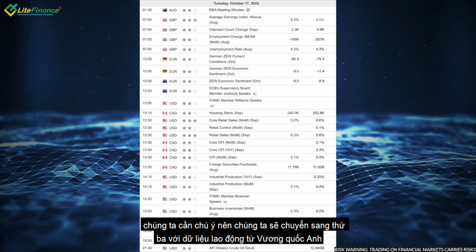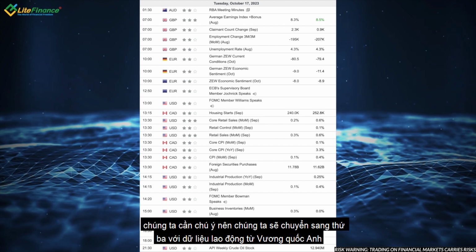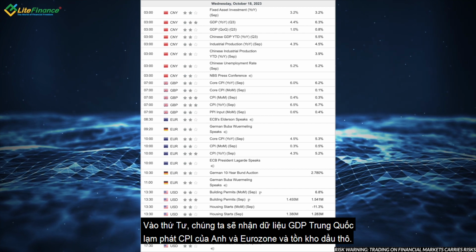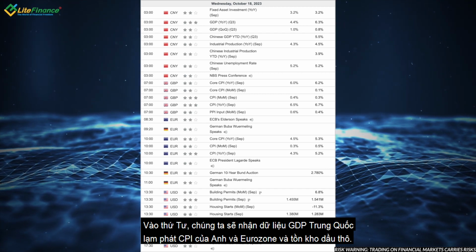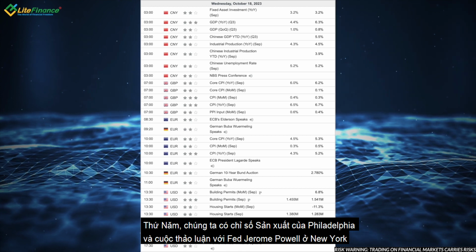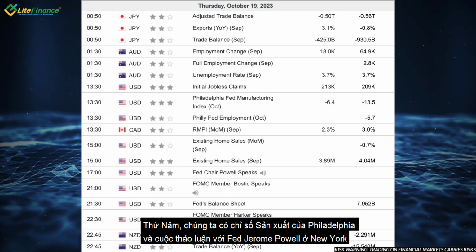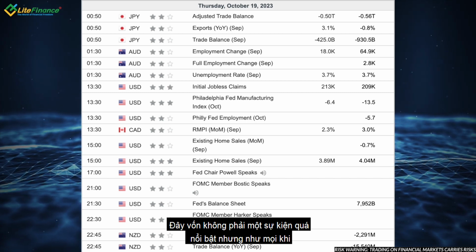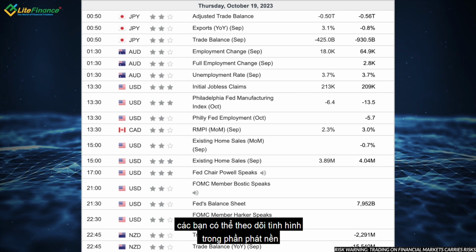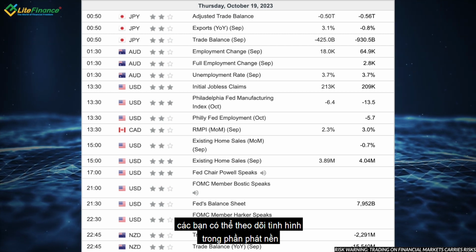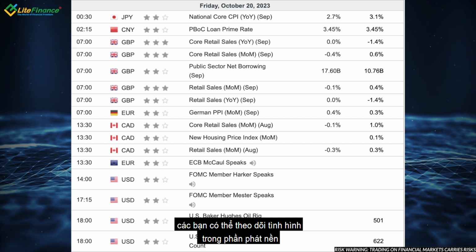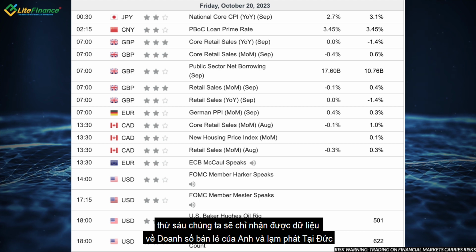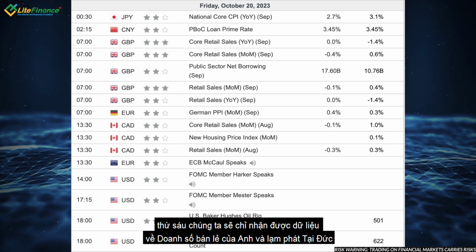On Tuesday, labor market data from the UK, retail sales from the US and Canada, inflation data. On Wednesday, we will get Chinese GDP data, UK and Eurozone CPI inflation and crude oil inventories. On Thursday, we will get the Philadelphia Fed Manufacturing Index and discussion with the Fed Chair Jerome Powell in New York, which shouldn't be something too important, but as always, it is better to listen to it at least in the background. Finally, Friday will be rather a calmer day because we will receive only data on UK retail sales and producers' inflation in Germany.